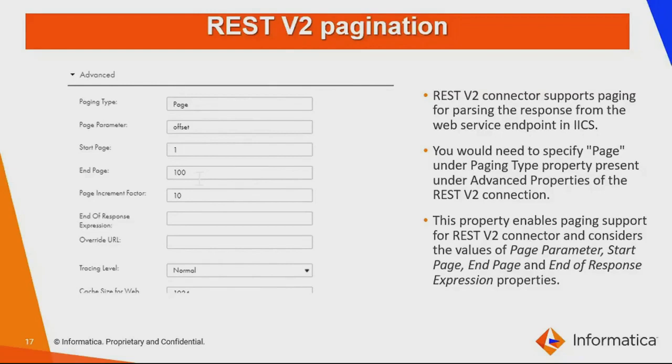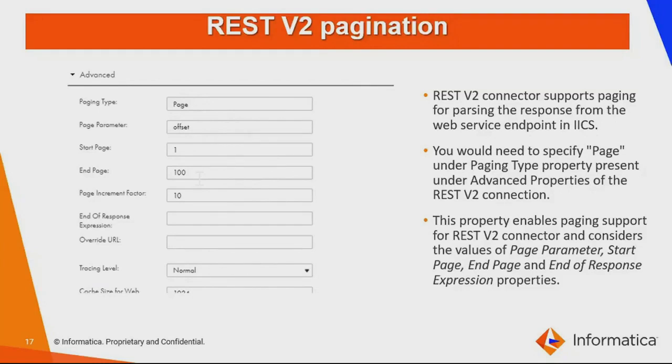The page parameter that you specify here is the page parameter variable that is configured by the web service endpoint. It can be something like offset, end, and such values. Start page would be the page from which the pagination should start. You can hardcode the end page limit, or you also have the option to configure the end of response expression based on which the pagination should stop.